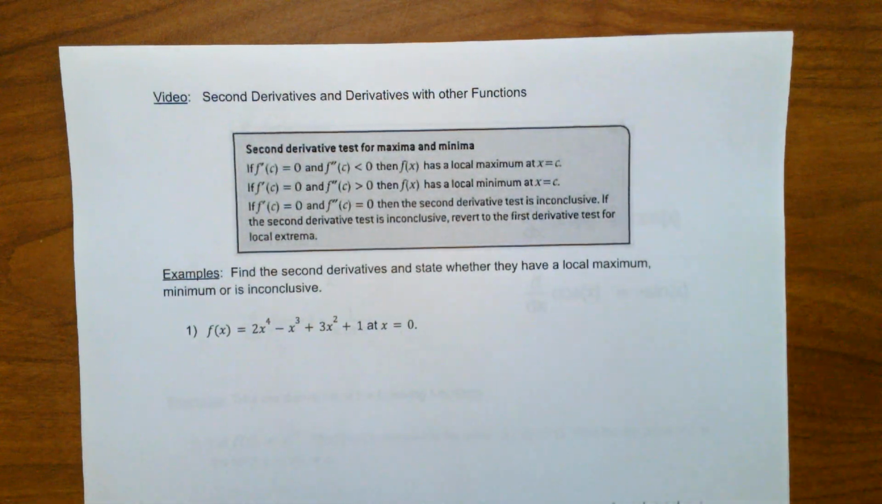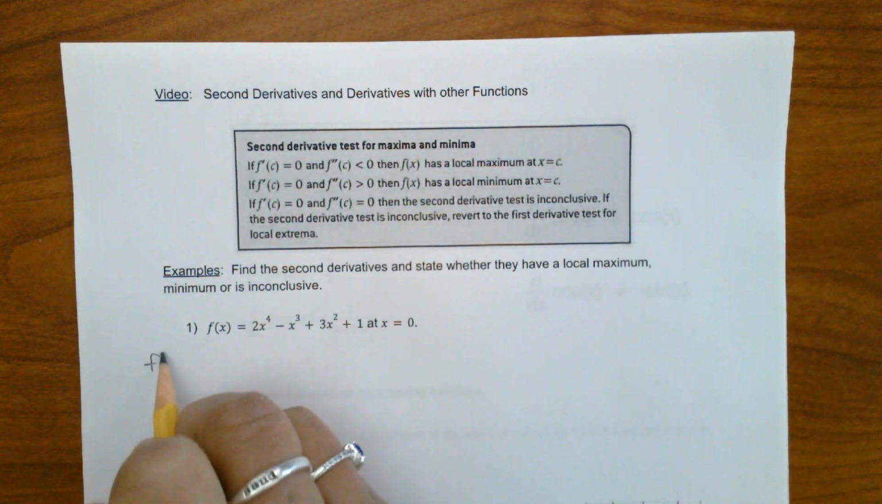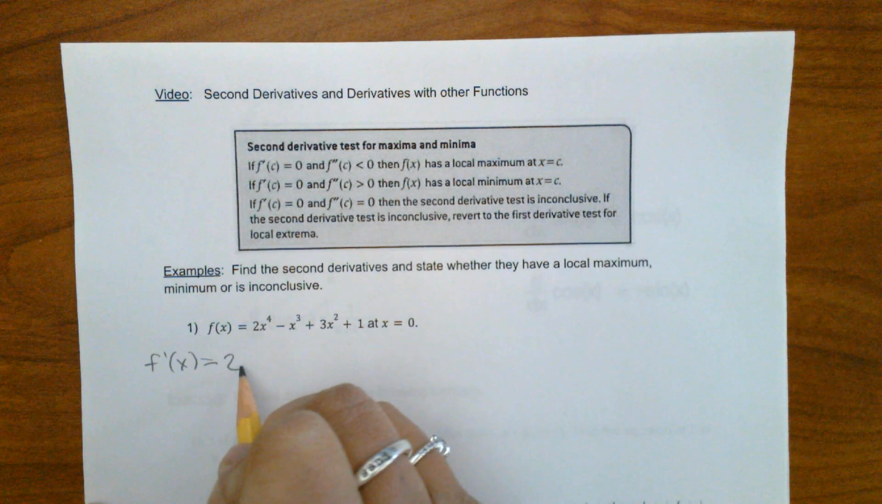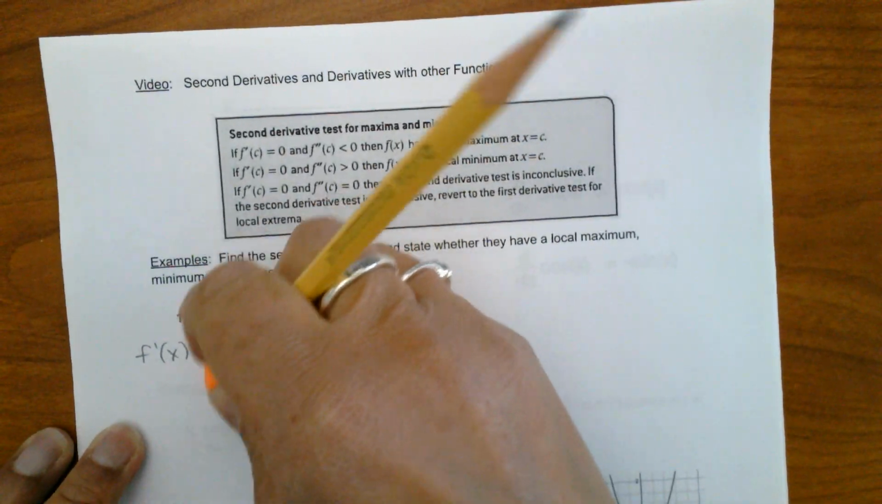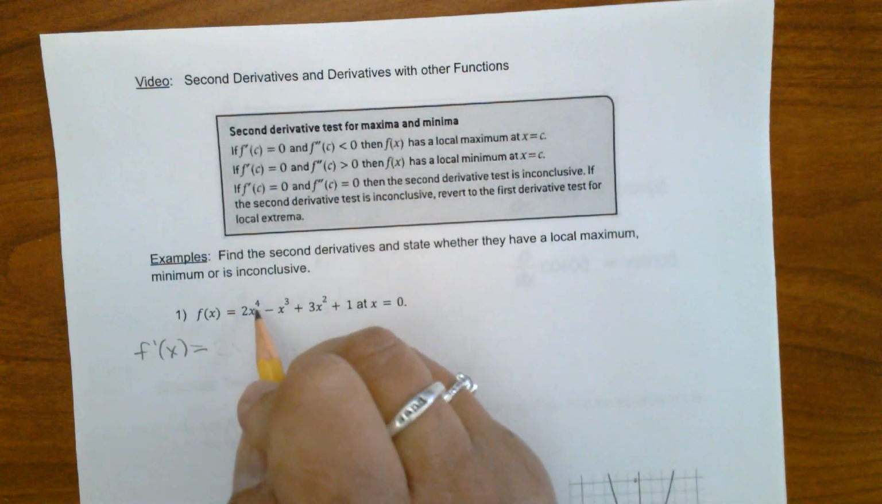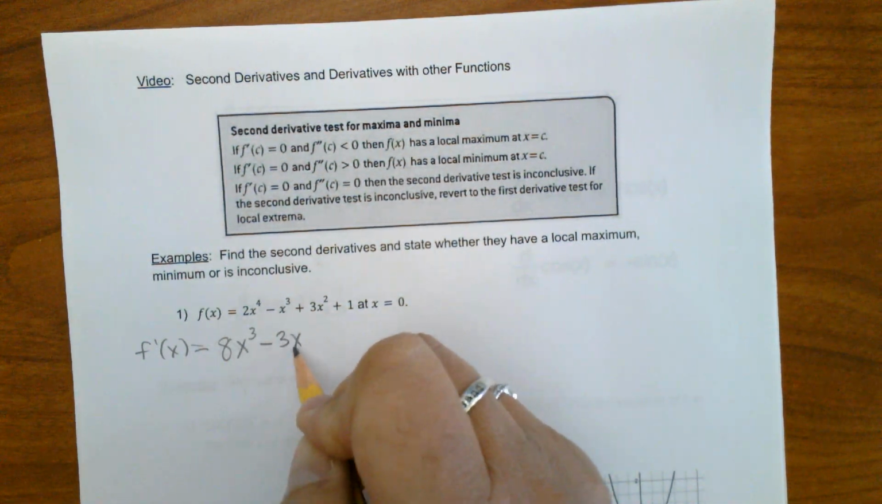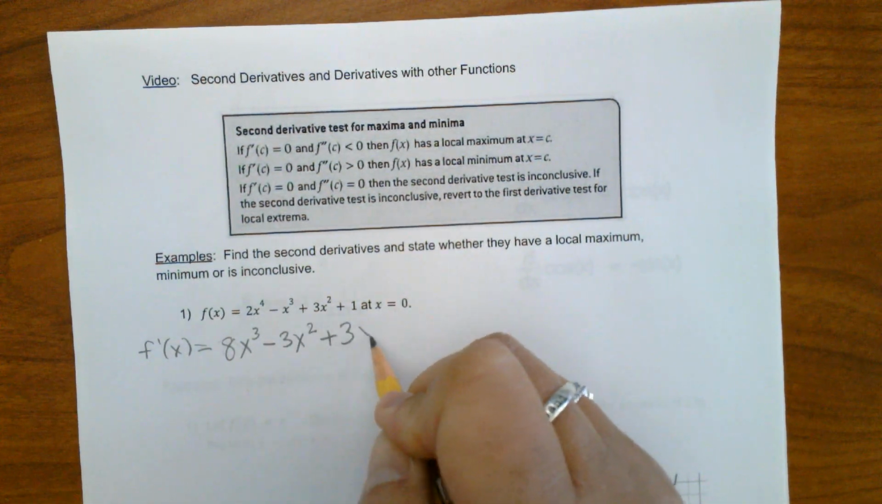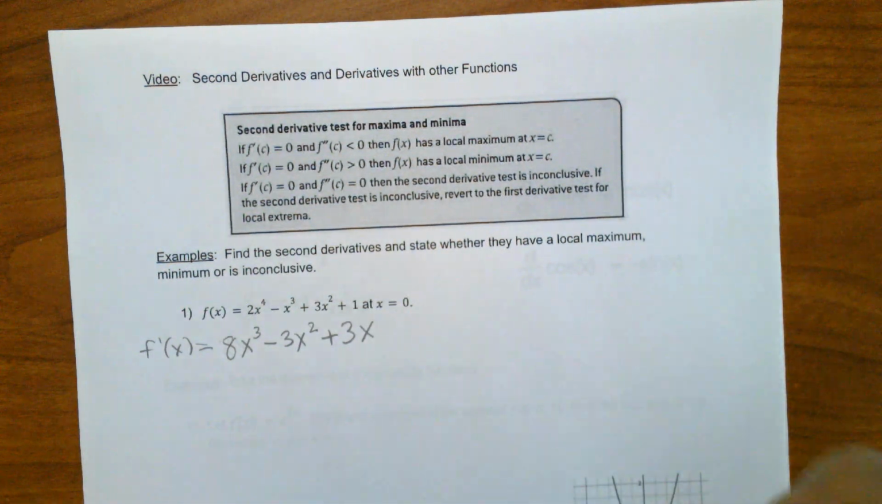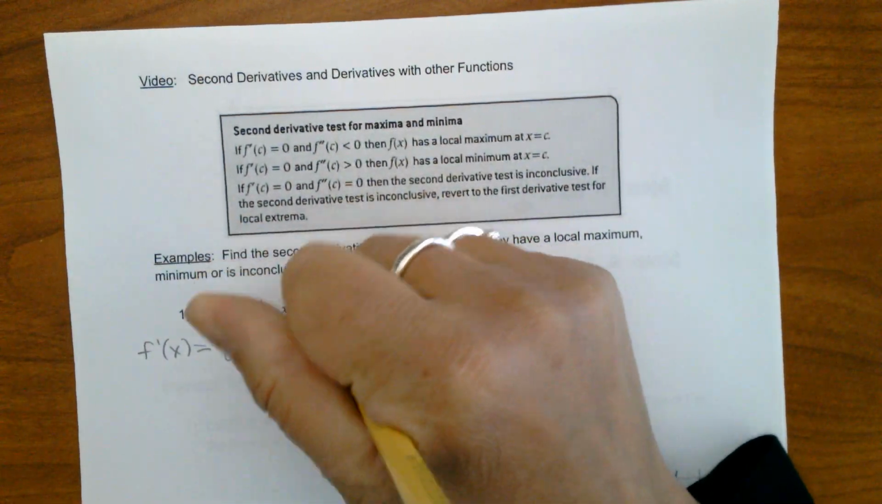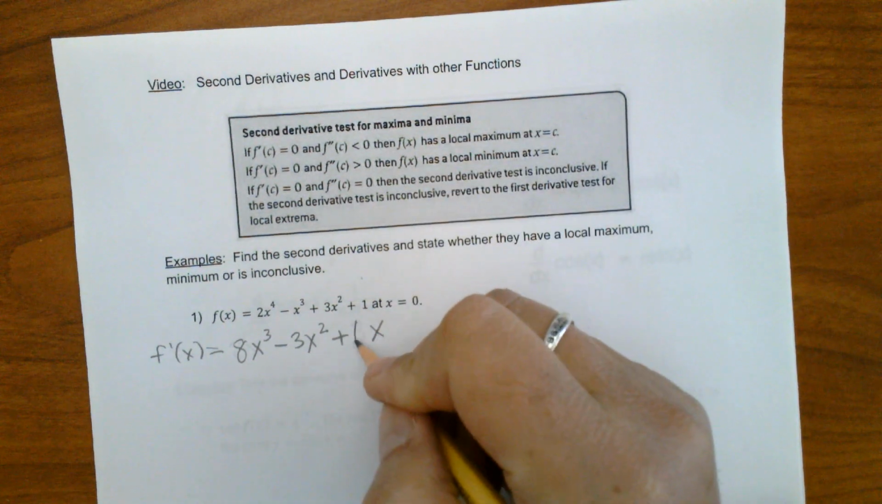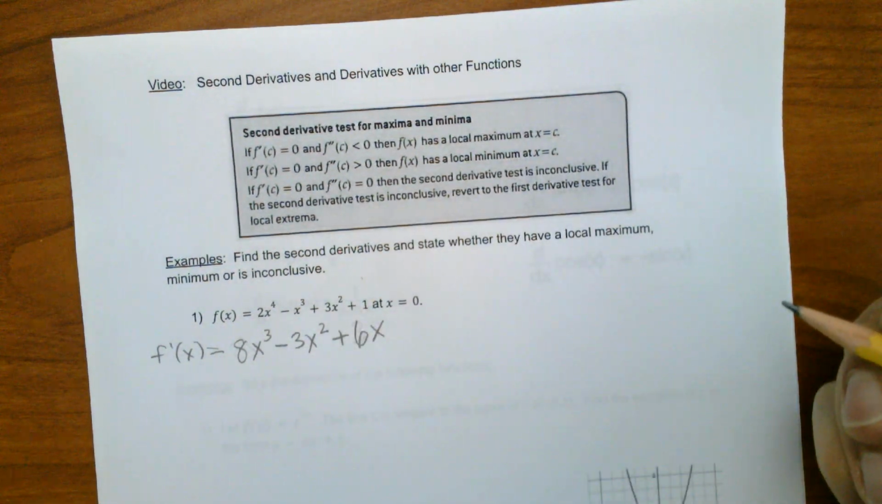So first we have to take the first derivative. So f prime of x equals, first derivative, everybody. Okay, 4 times 2 is 8x cubed minus 3x squared plus 3x, and then the 1 drops out, plus 6x. Sorry, do not write 3 plus 6x. And then the 1 drops out.